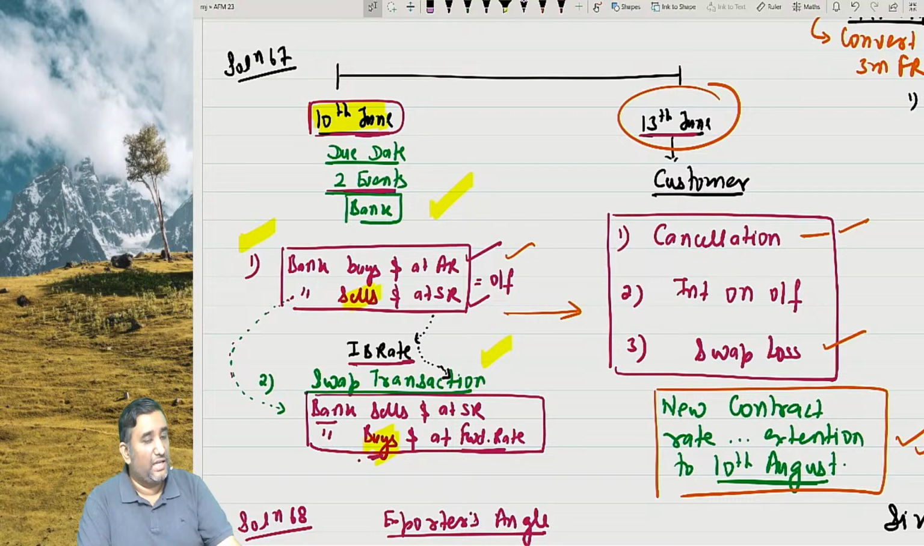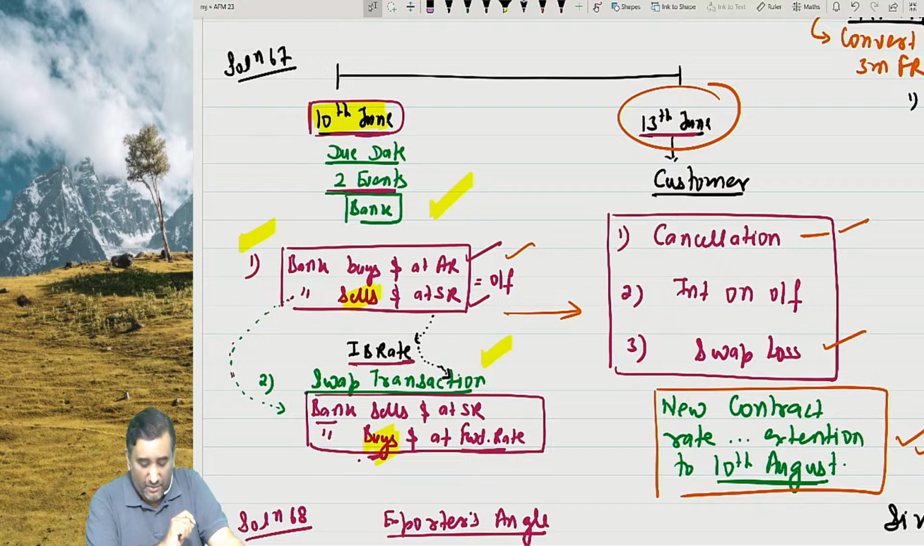You should have clarity: events are taking place in whose hand, on what date. Why is it important, sir? Because when you are doing it in the bank's hand, it has to be all interbank rates. When you are doing it in the customer's hand, it has to be the merchant rates, with adjustment of the margin which comes out. So on 10th June, two transactions will take place.